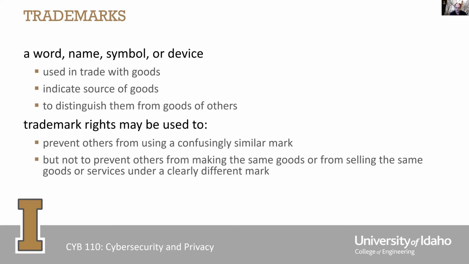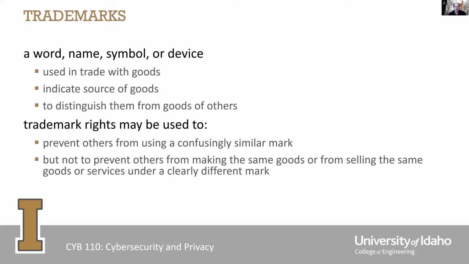Okay, a trademark is a word, name, symbol, or device that's used in trade with your goods. The name McDonald's as a restaurant is a trademark. iPad is a trademark. It indicates the source of the goods. It's supposed to distinguish them from goods of others. Now, what's interesting, when Apple computers came out, they trademarked Apple. There is an Apple recording company. But Apple Computers was about computers, not about music. And so there were no trademark problems.